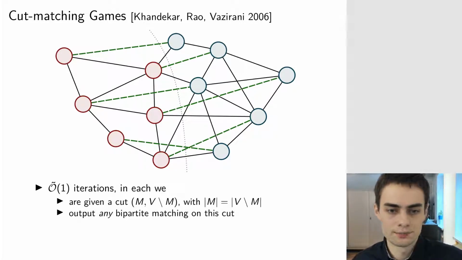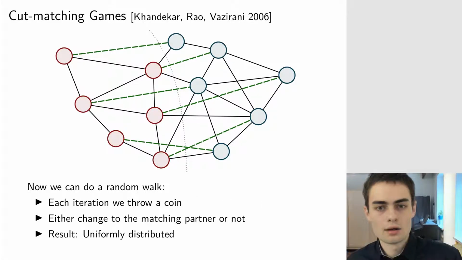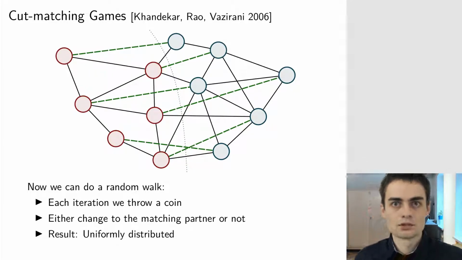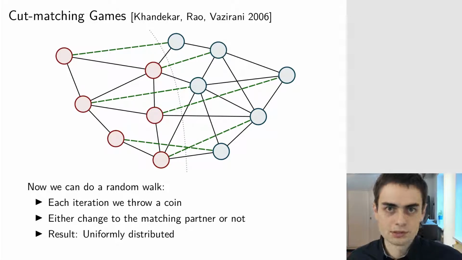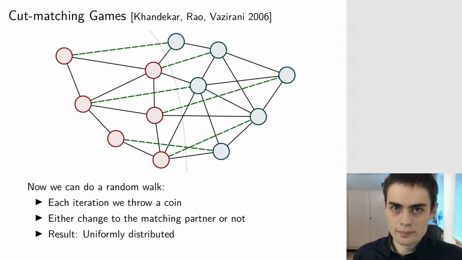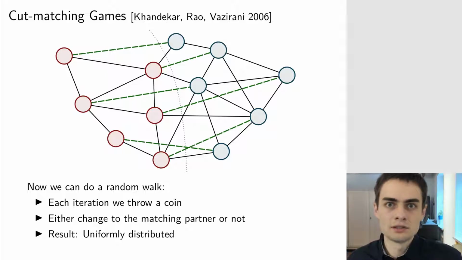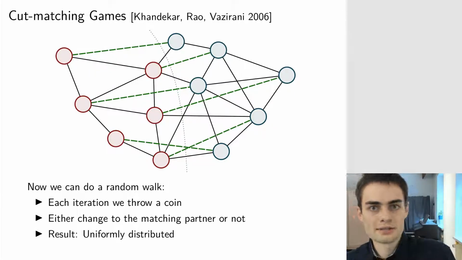It doesn't matter which one. After we've chosen all of these matchings, we can execute a random walk. We have a packet, the packet is at some node, and then we iterate through the matchings. For each of these matchings, we throw a coin, and depending on the result, we either switch to the other side of the matching or we don't. We do that for all the matchings, and then we end up randomly distributed in the graph, uniformly distributed across all nodes, regardless of which node we started in. So each node performs a random walk and ends up uniformly distributed.